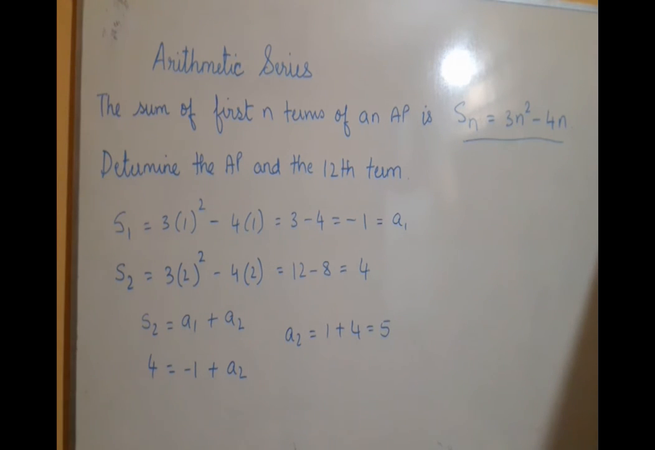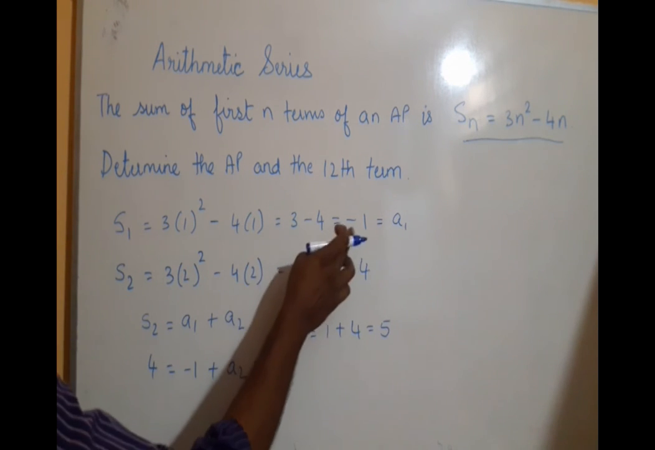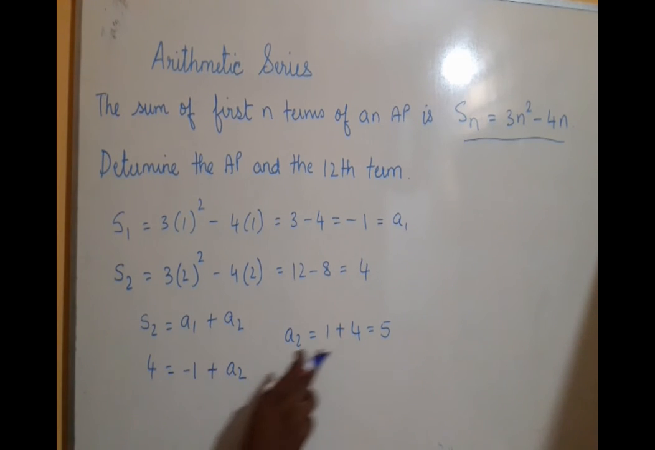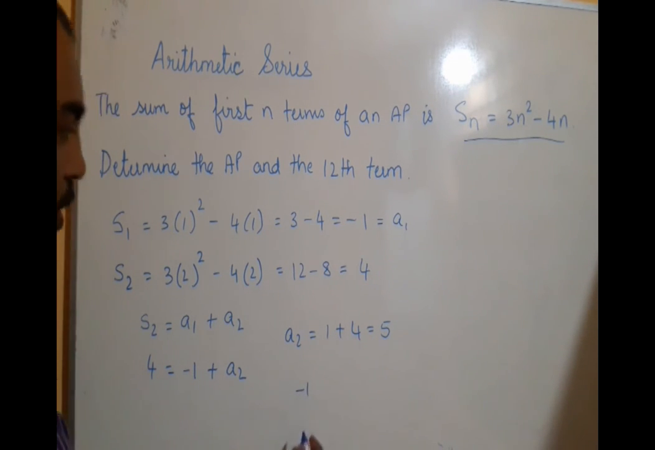I hope you have followed. We have derived the terms of the sequence now. The S1 is also the first term, that is -1. The sum of two terms is 4, but the second term is 5. So I have got the sequence now. I'll write as -1, then I'll have 5. I hope you have followed.